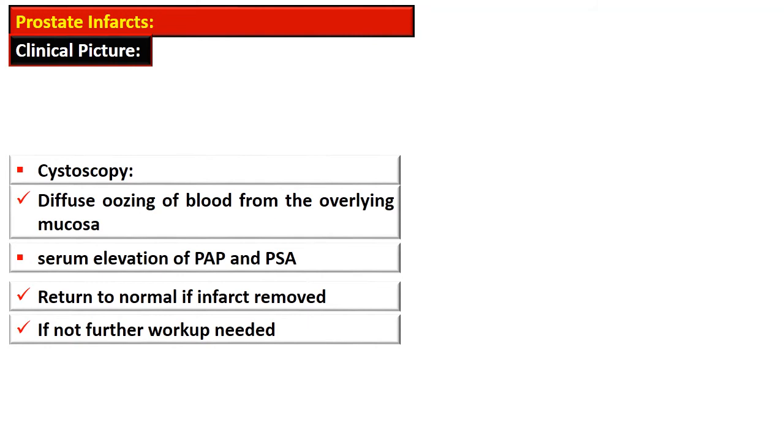These levels return to normal if the infarct is removed, and if after removal the prostate specific antigen and acid phosphatase do not go down, further workup is needed.